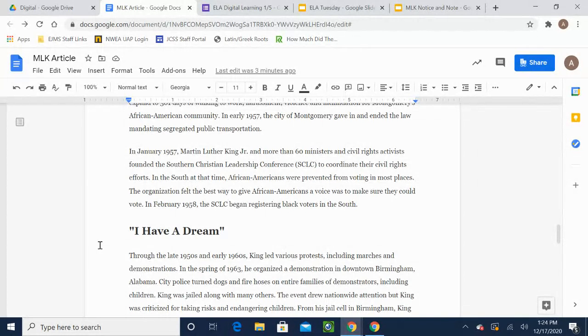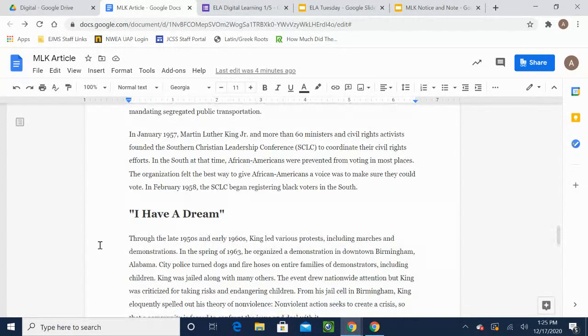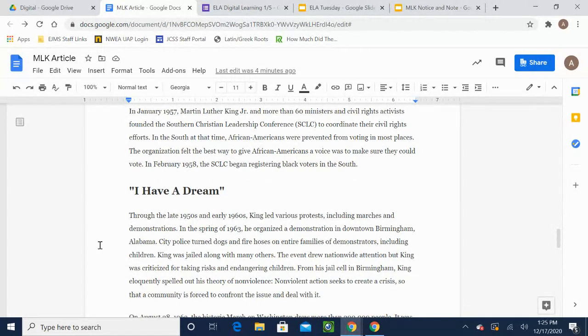In January 1957, Martin Luther King Jr. and more than 60 ministers and civil rights activists founded the Southern Christian Leadership Conference, SCLC, to coordinate their civil rights efforts. In the South at that time, African Americans were prevented from voting in most places. The organization felt the best way to give African Americans a voice was to make sure they could vote. In February 1958, the SCLC began registering Black voters in the South.